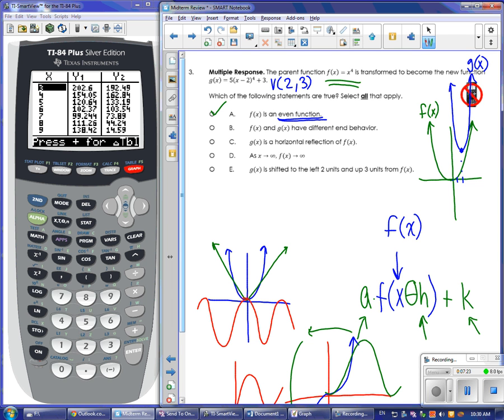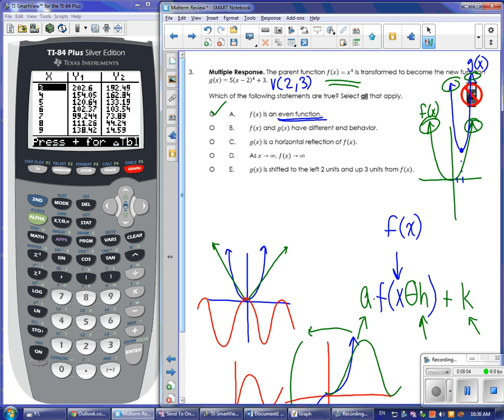Letter B says f and g have different end behavior. Remember, end behavior is where the arrows are pointing. And in both of these functions, the arrows are pointing up on both sides. So letter B is incorrect. That is not true. In letter C, it says that g of x is a horizontal reflection of f of x. And again, a horizontal reflection would be a reflection over the y-axis, and we have not talked about any horizontal reflection. So if you see something about a horizontal reflection, you know that that is not true. We have talked about vertical reflections only in this class, and that happens when the a value is negative. And that's not happening here. So letter C is also incorrect.